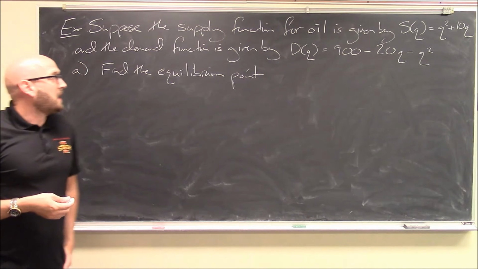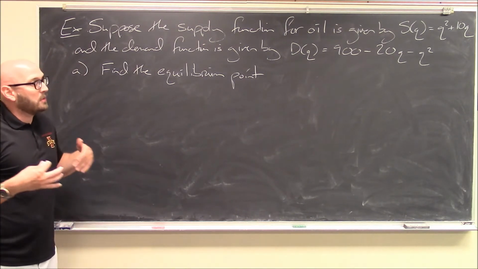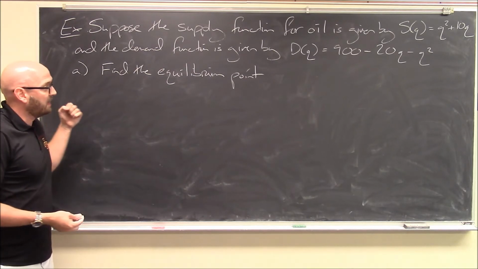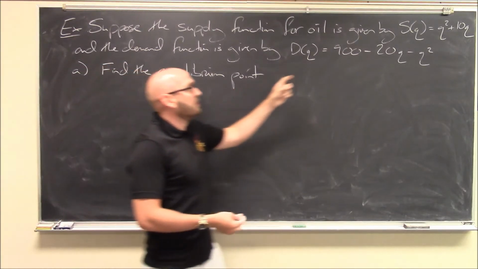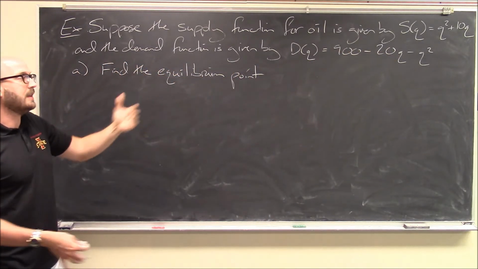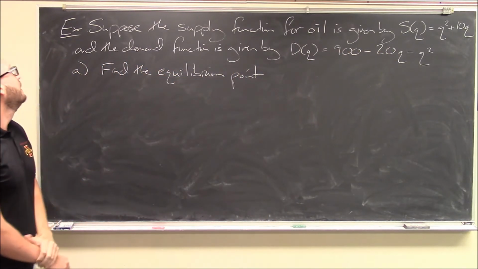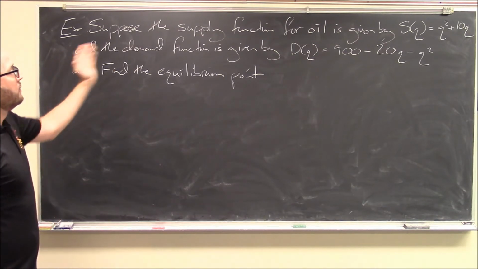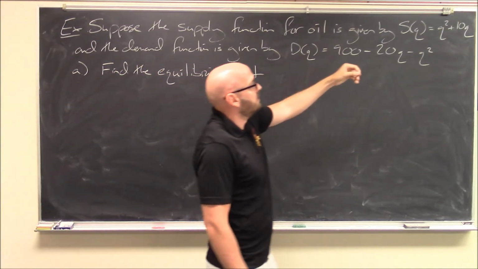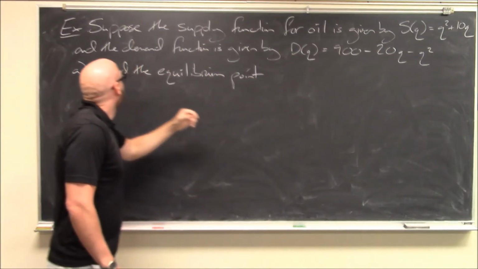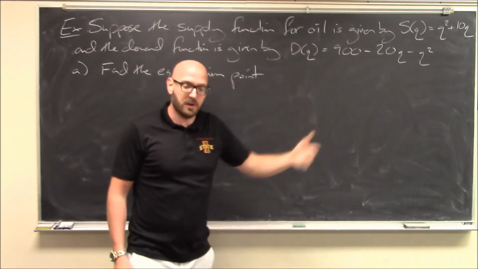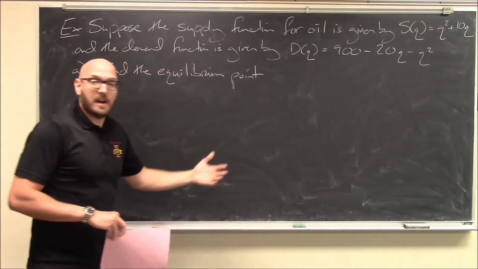Alright, so I think we only have time for one example here. I'll do one where we have to go through the whole process. You'll see other examples where quite often you're only given one of these curves, supply or demand, and then they tell you the equilibrium point, and that's enough for the problem they're posing. But in this problem, suppose the supply function for oil is given by S of Q is Q squared plus 10Q. And the demand function is given by D of Q is 900 minus 20Q minus Q squared. So I'm giving you everything here. I'm giving you supply and demand.